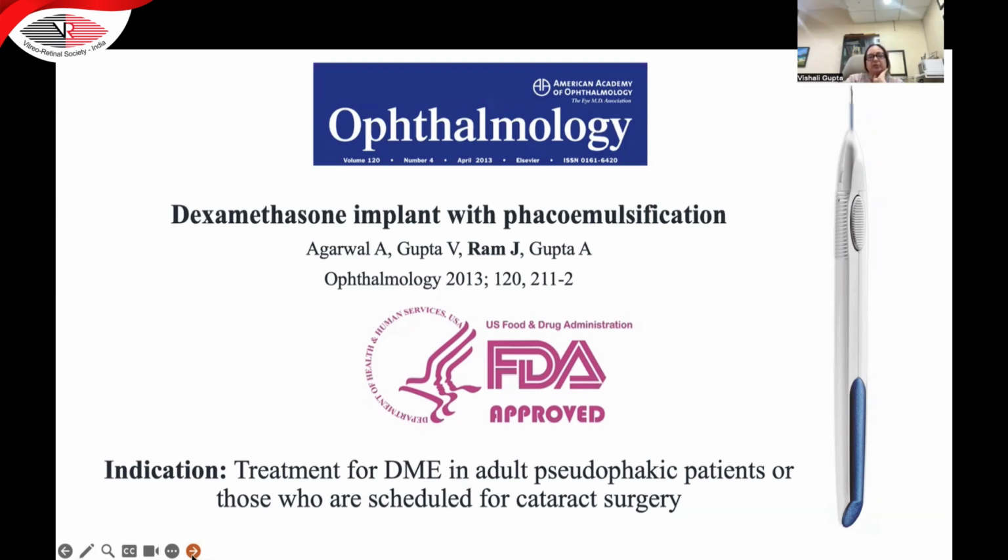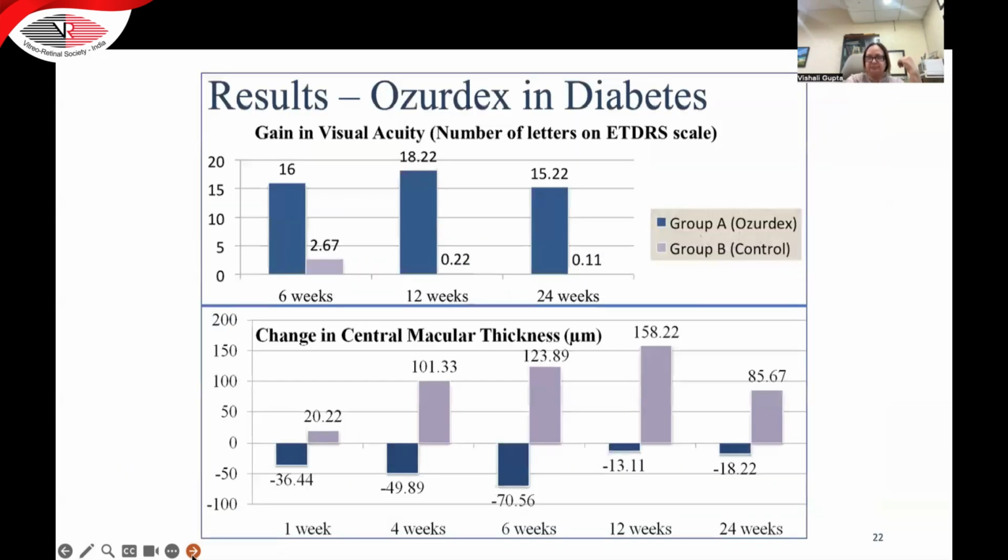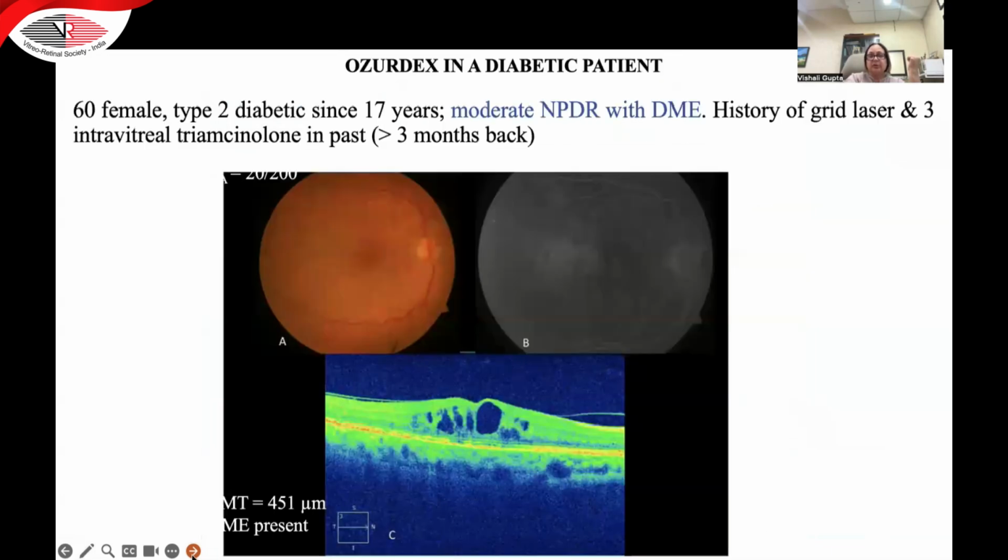A long time ago, we published the first paper showing that treating diabetic macular edema in patients who are undergoing cataract surgery, by combining cataract surgery with the DEX implant, would take care of diabetic macular edema in the postoperative period. The results were very dramatic, with a lot of difference between the group that received Ozurdex compared to those that did not. Now, I will show you an example of this.